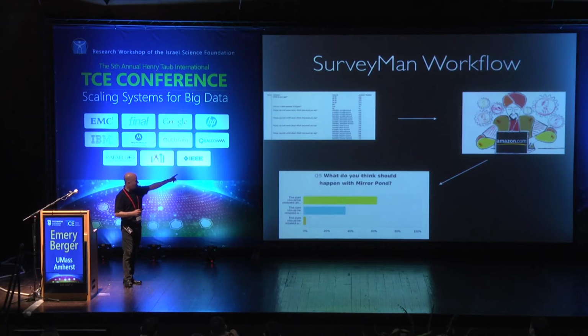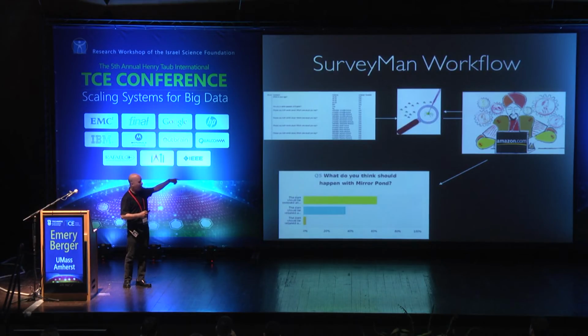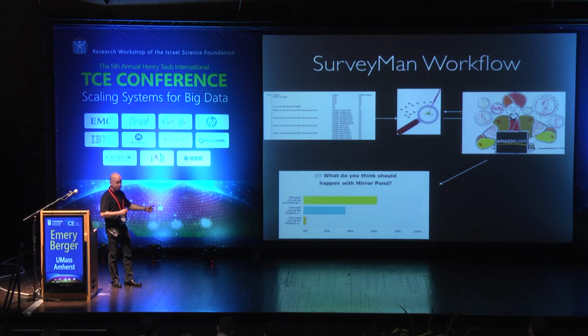Then you can run SurveyMan. Either you can run it as a web server, or it can just deploy these things to Mechanical Turk. And then you get this sort of debug loop. It finds these bugs and then reports them to the user. And then the user can refine the survey and make sure that the results that they get are actually valid.